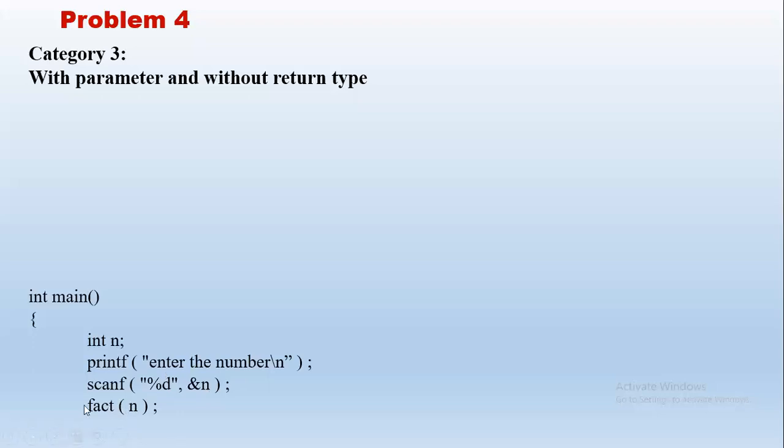Note that unlike the previous pattern, we don't have res equal to fact of n, right? Because it does not return any value. So this category is without return type. If it is not returning, it will print it itself. Let us see what it does. So it may print, or there are applications where it may be used for some other computation also.